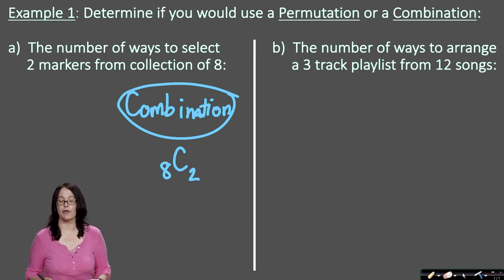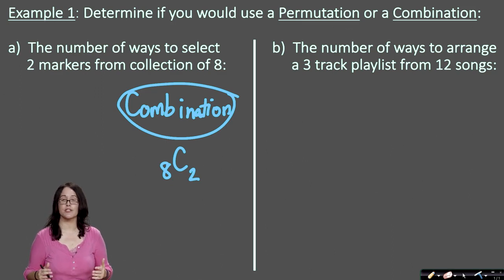Now for the next part, it says we're choosing to arrange a 3-track playlist from 12 songs. So maybe you're having a party of some type, or you're studying and you want a certain soundtrack, right? And you would like for 3 songs to play, but you have 12 to choose from. Here again, you're not going to repeat any songs. We're assuming there's no repetition. So permutation or combination would make sense.